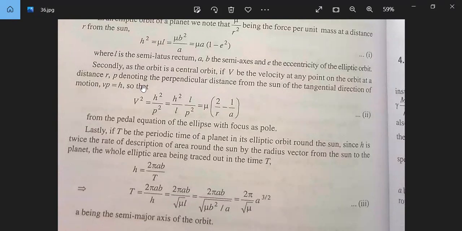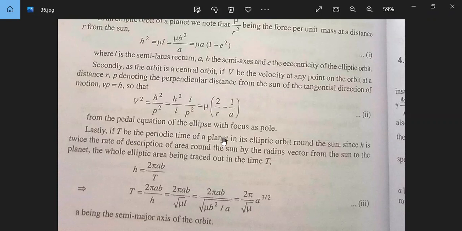then V into p equal to h, so that V square will be h square by p square, or it is equal to h square by L into L by p square, so it is mu into (2 by r minus 1 by a). ये हम लोग जान रहे हैं, this is from the pedal equation of the ellipse with focus as pole.